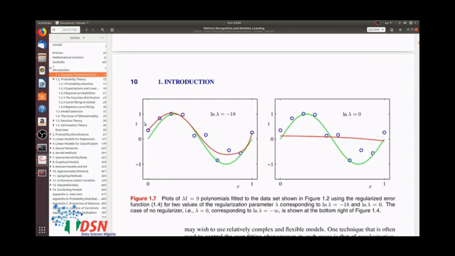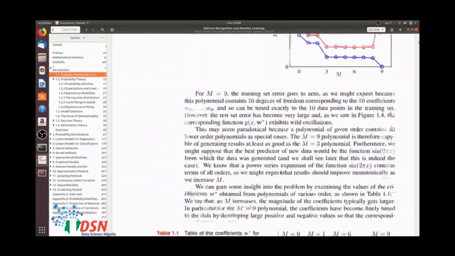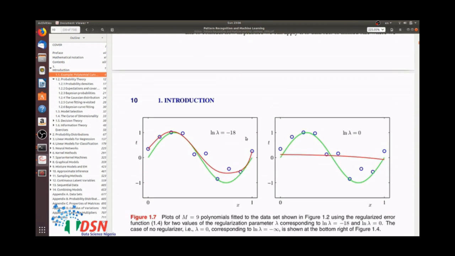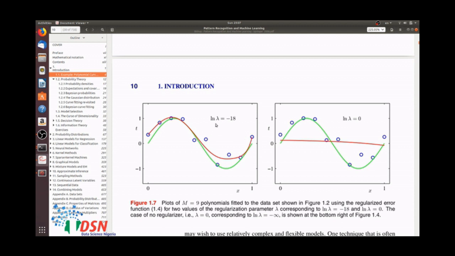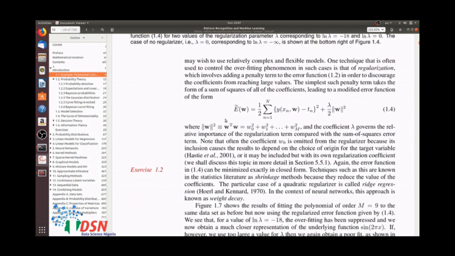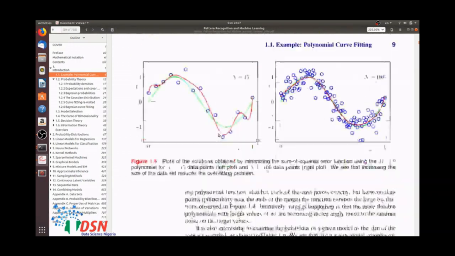Let me show you. In this case, if you have a proper lambda, you will see that although your polynomial order is still 9, in all of these examples the machine learning model has a 9th order polynomial, but the lambda is different. You could see that for some lambdas we are going to have very nice and smooth plots, which have very good generalization.